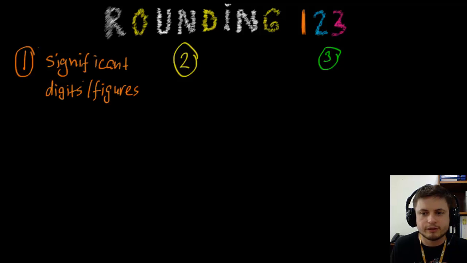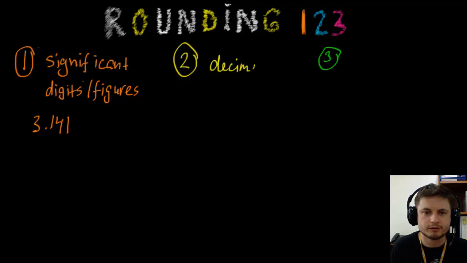And if the IB doesn't ask you how many significant figures you have to write, then you always write 3. So in other words, 1, 2, and 3. So by default, it's always 3. If it asks you to find 4, then you have to add 1.